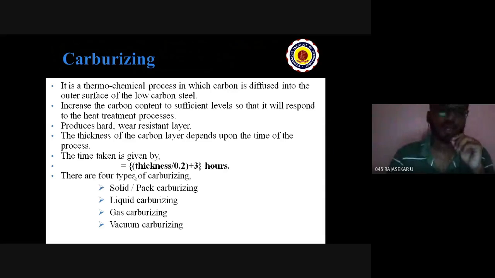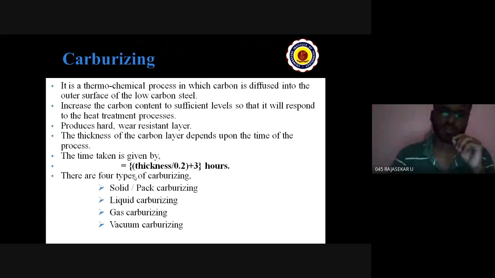The most important point is that the thickness of the layer depends on the time of the process. That is, the time taken for carrying out this carburizing process means a lot. The time taken is given by thickness divided by 0.2, plus 3. It holds good for all the four types of carburizing process mentioned below: solid or pack carburizing, liquid carburizing, gas carburizing, and vacuum carburizing.